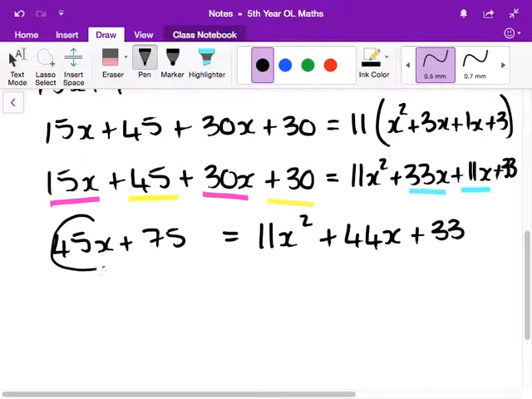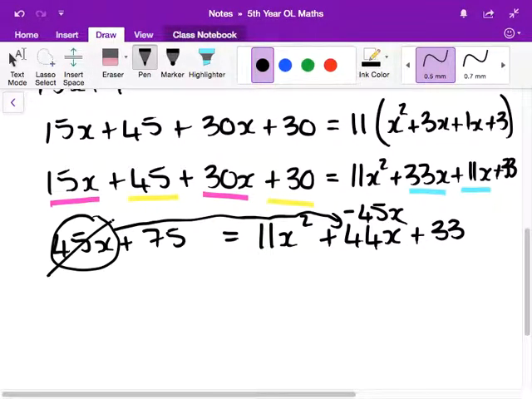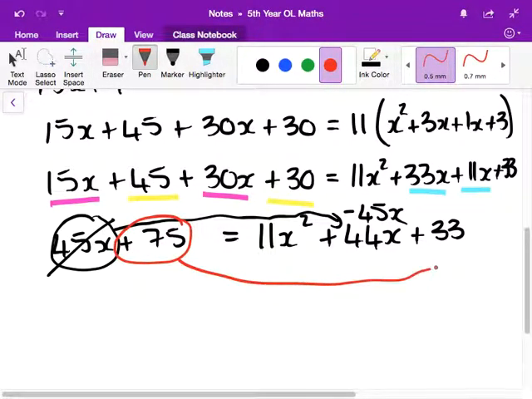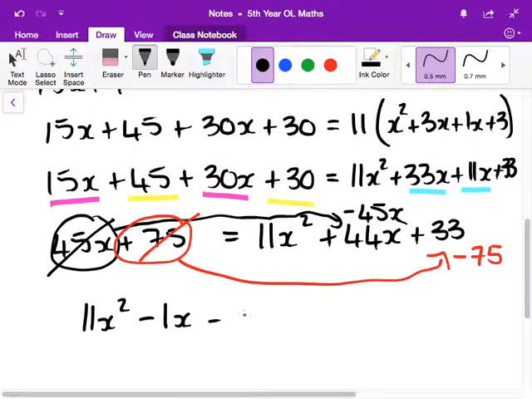You bring the 45x over, and it's a minus 45x, and then this is gone. And you also bring the 75 over, it becomes a minus 75, not 72. A minus 75, and it's gone. So we have 11x squared minus 1x minus 42 equals 0.